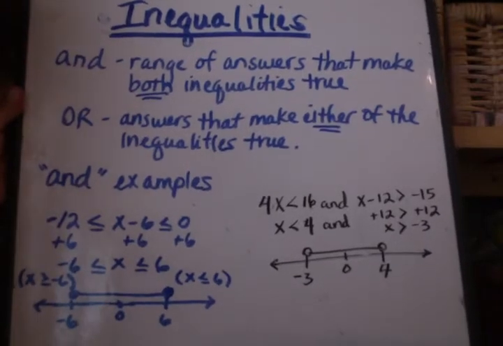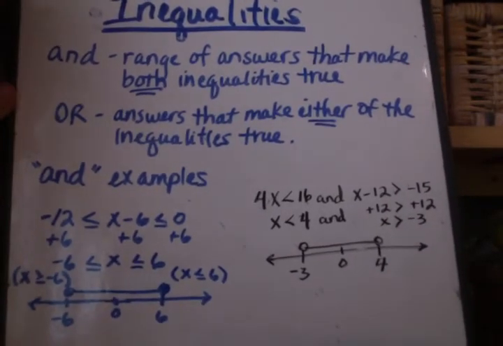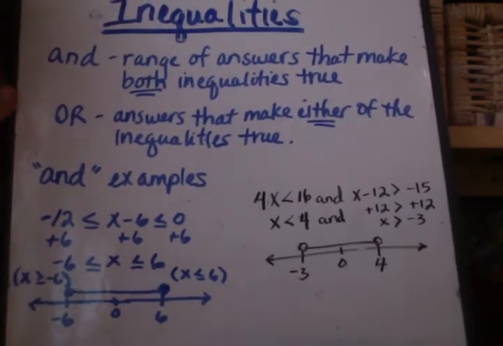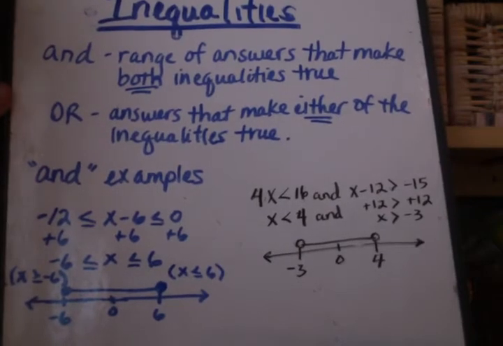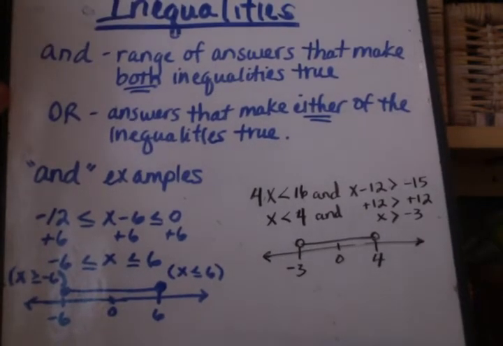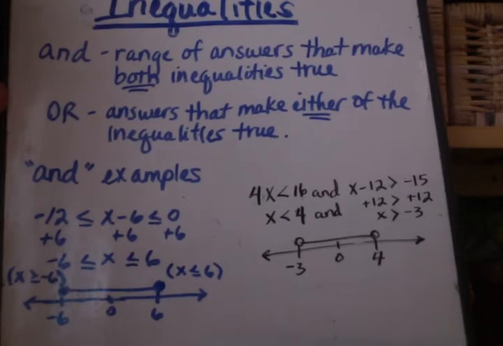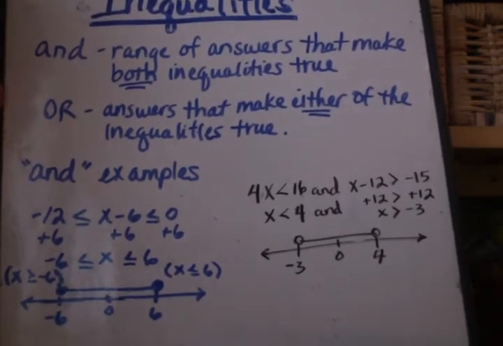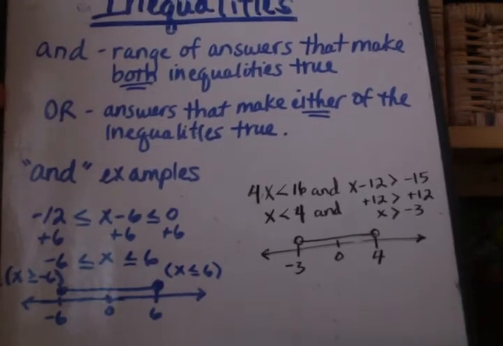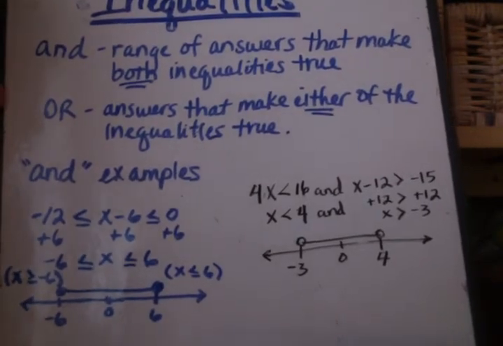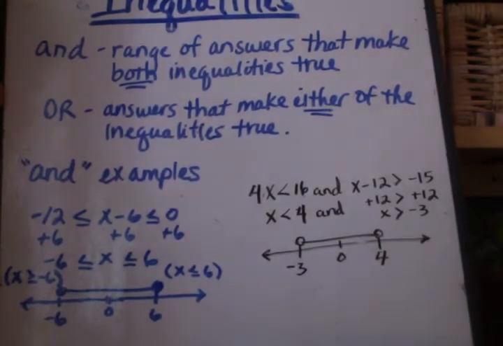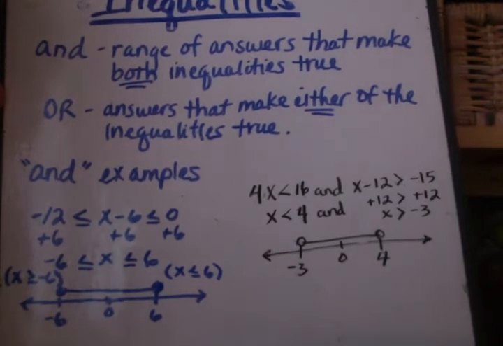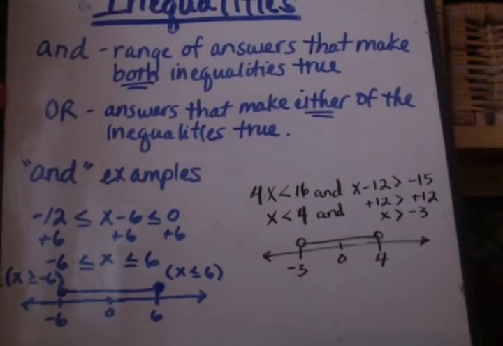All right, so the final thing I'm going to share here with inequalities are using AND or OR conditions with the inequality. So what does that mean? AND means that you have two separate inequalities, and you're going to find the range of answers that make both those inequalities true. So there'll be a range of numbers that make both of the inequalities true. An OR condition means answers that make either one of those inequalities true.